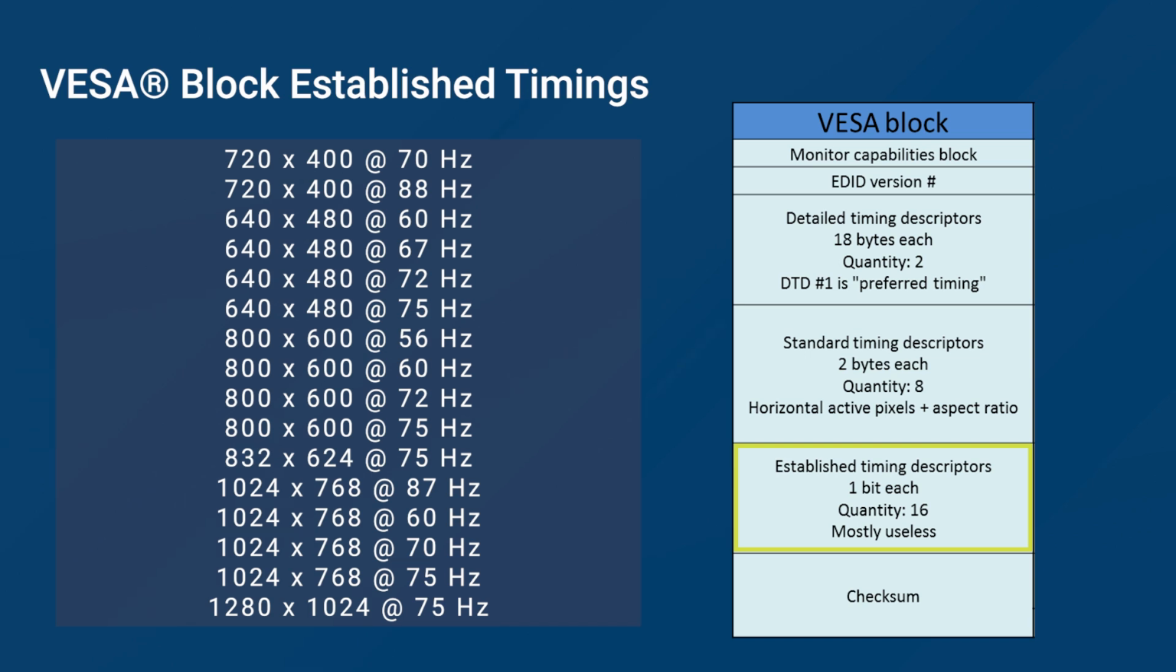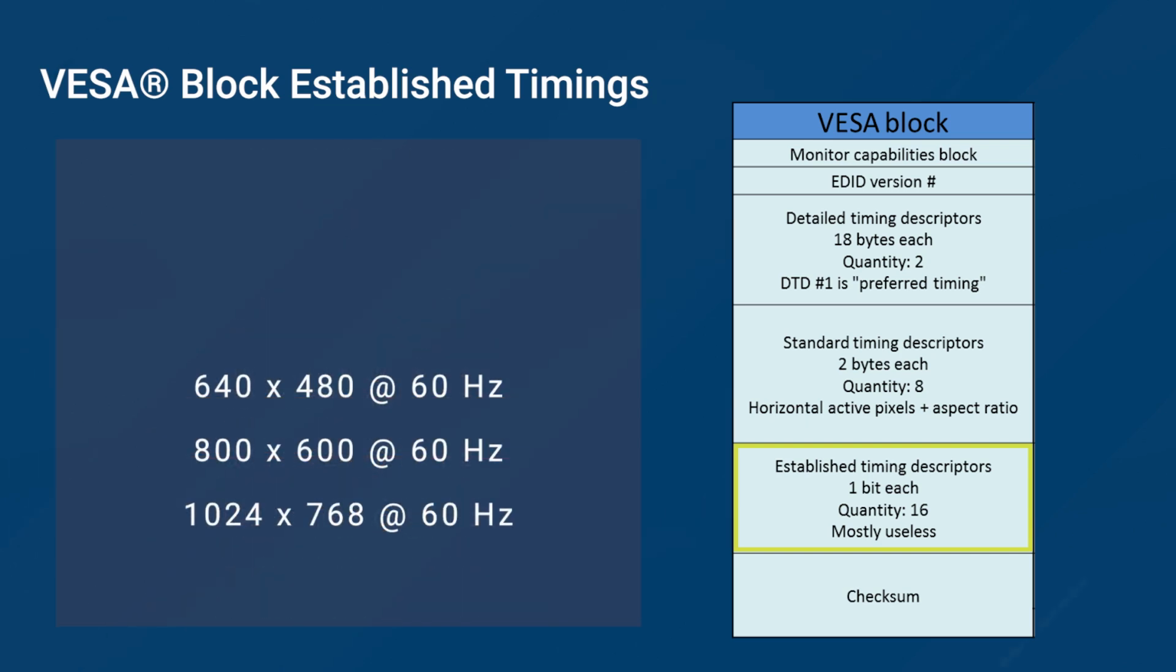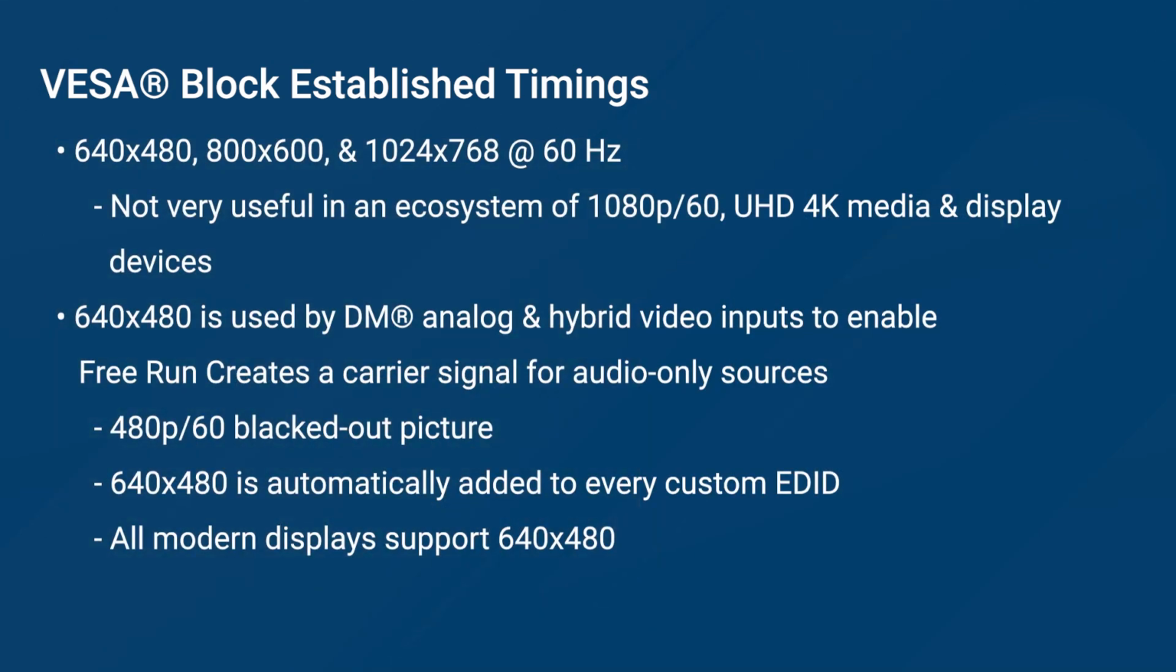For this reason, any non-60 Hz resolutions in the list are not available as established timings checkbox options when creating/editing Digital Media EDID files. Many of them are, however, available as standard timing resolution options in our EDID tool. As you can see, we are only left with 3 usable resolutions. Because of this, we're not going to get much out of this section of the VESA block. Note, there is one important exception, 640 by 480, which is used for free run in DM systems.